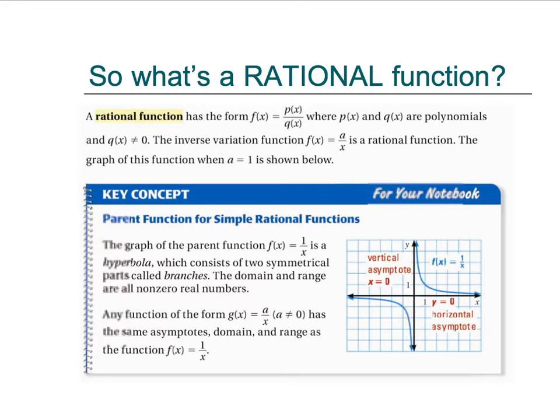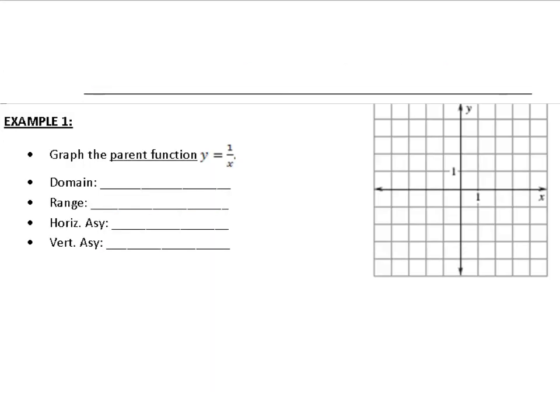We also have a vertical asymptote right here of x equals 0, and a horizontal asymptote right here of y equals 0. So let's graph this parent function on our own. So we just talked about the horizontal and vertical asymptotes. So my horizontal asymptote, it's going to be right here, and that's the line y equals 0.